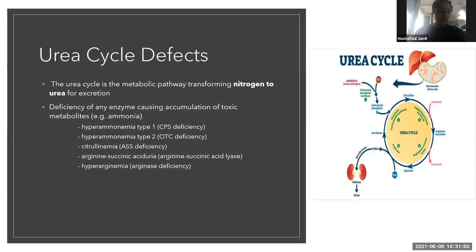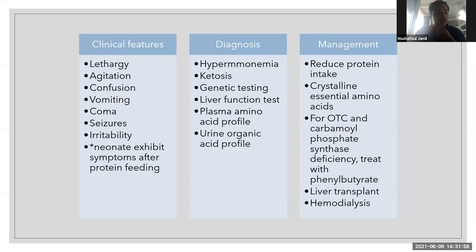Agitation, confusion, vomiting. Sometimes the patient can be comatose, with seizures and irritability, and neonates will exhibit all the symptoms after protein feeding. So the diagnosis would be made on lab investigations, such as we can see hyperammonemia and ketosis. We can also do genetic testing, liver function test, plasma amino acid profile, and urine organic acid profile.